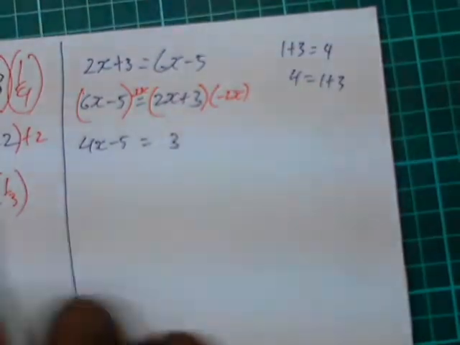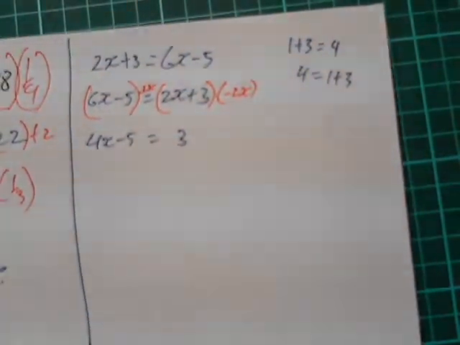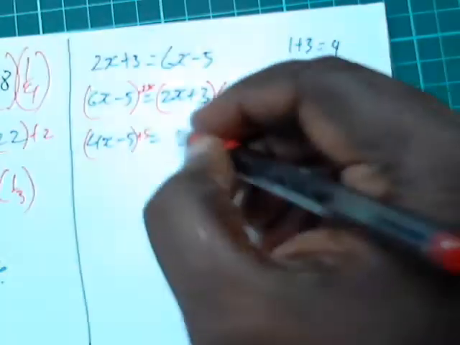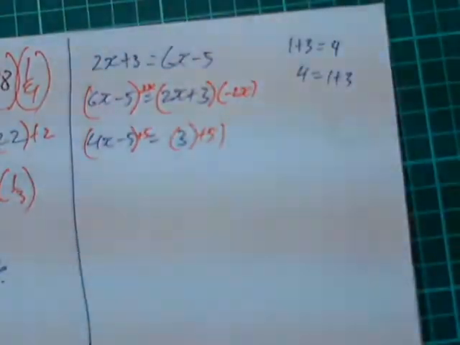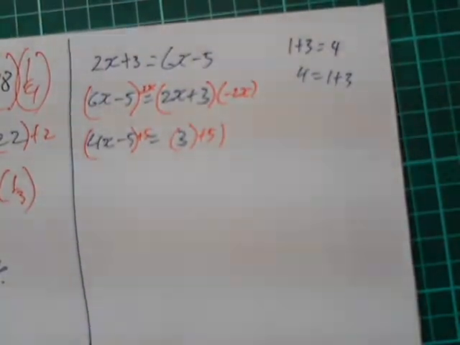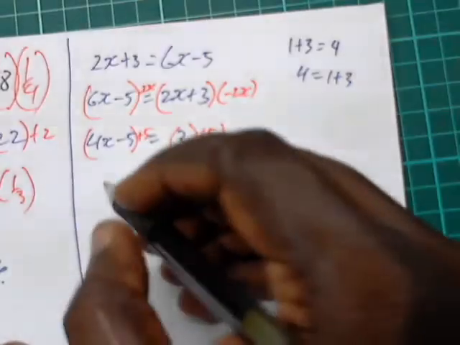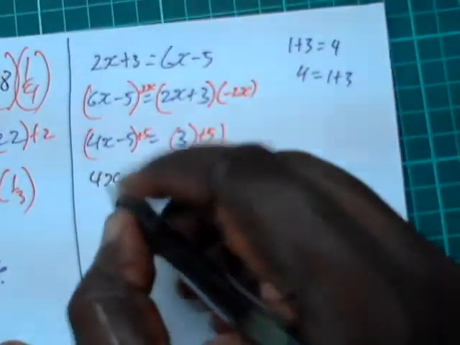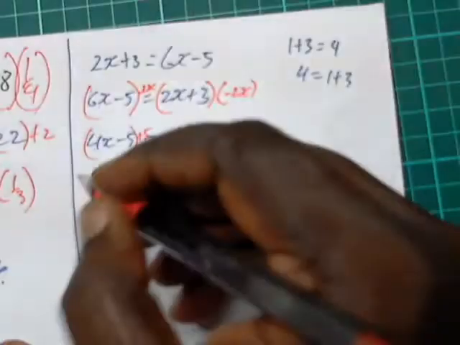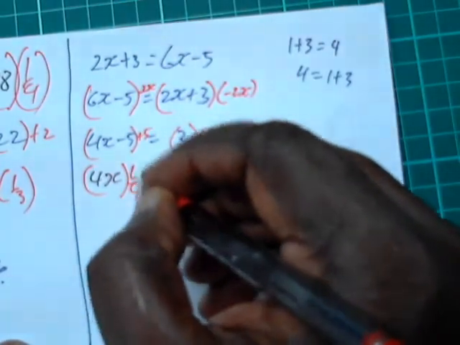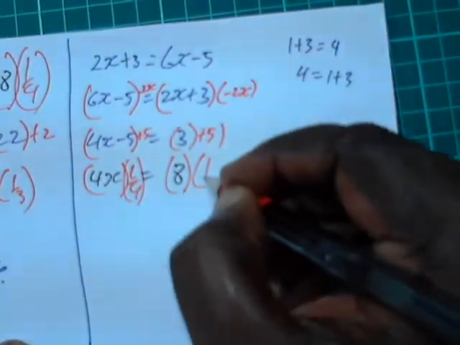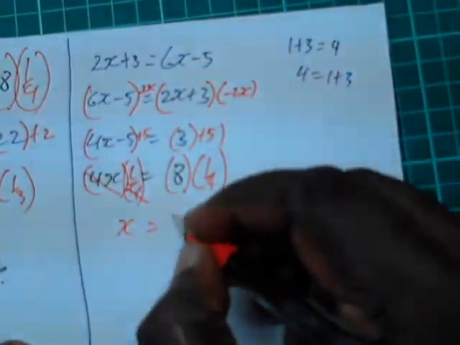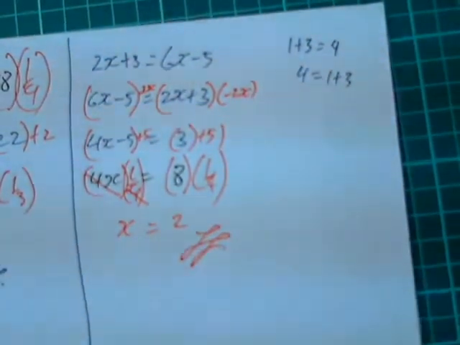I'm sure from now onwards you should be able to do it the way we have done before. Anyway, I'll go through the motions. How to destroy the 5? You plus 5, you plus 5. By plussing 5 both sides, you get 4x equals 8. How do you destroy the 4? You multiply by 1/4, or divide by 4, sorry. Then this 4 and this 4 cancel, and you get x equals 2. So that's the second answer.